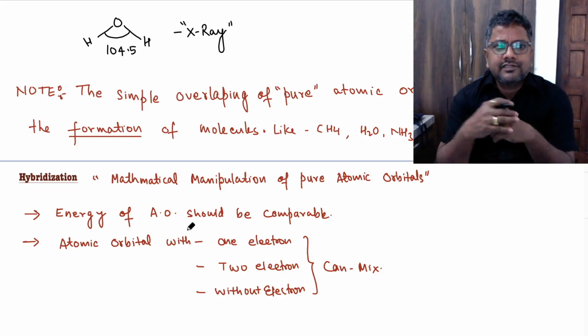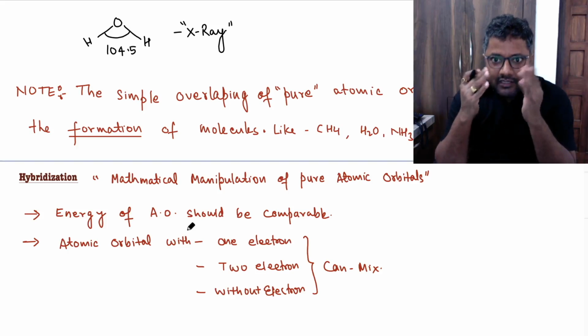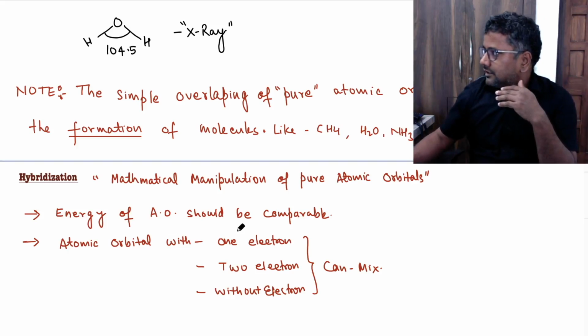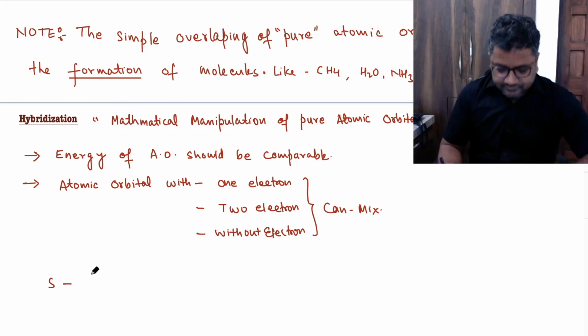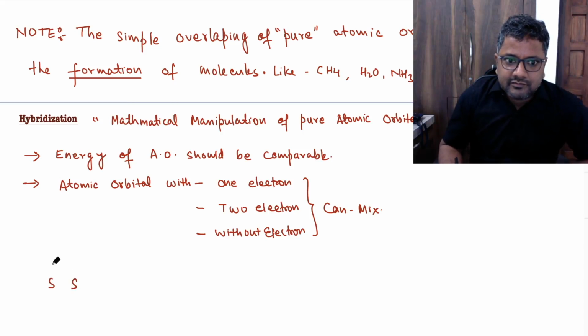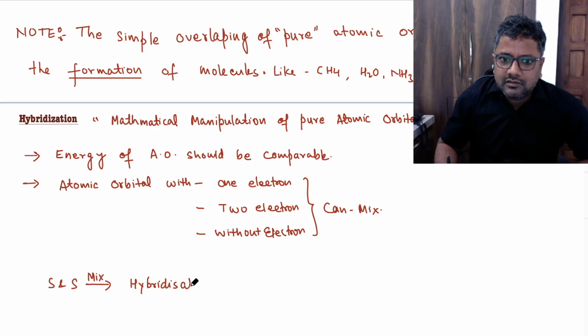If there is a huge difference in the energy, then there is no mixing. And what you can define as mixing: if s is mixed with s, can you consider this hybridization? If s and s mix, can you consider this hybridization? The answer is no.